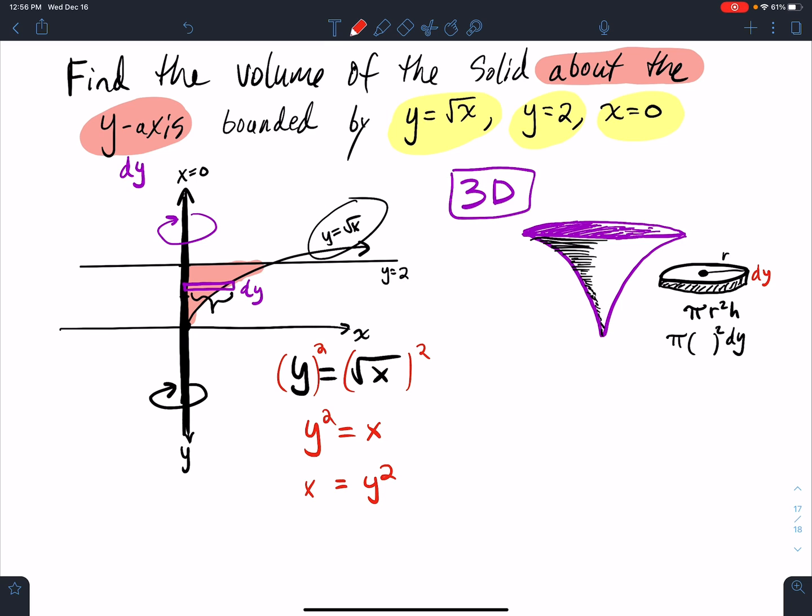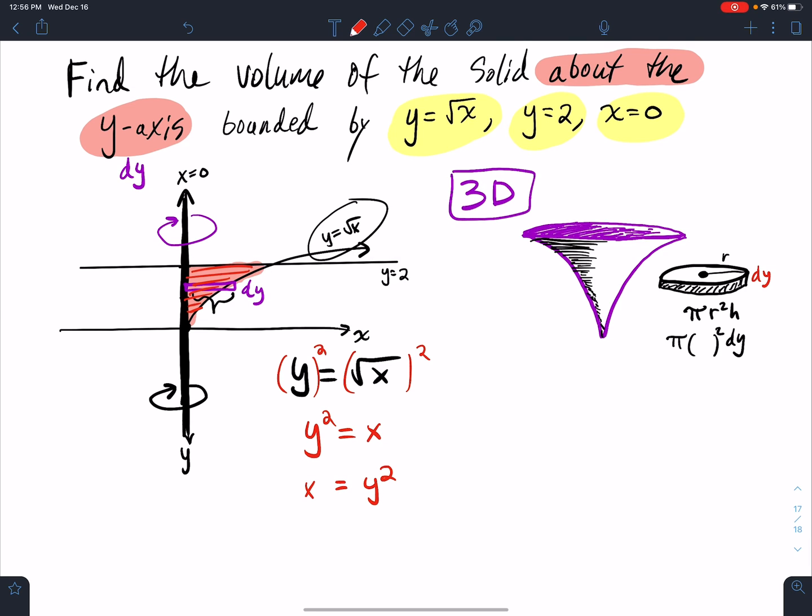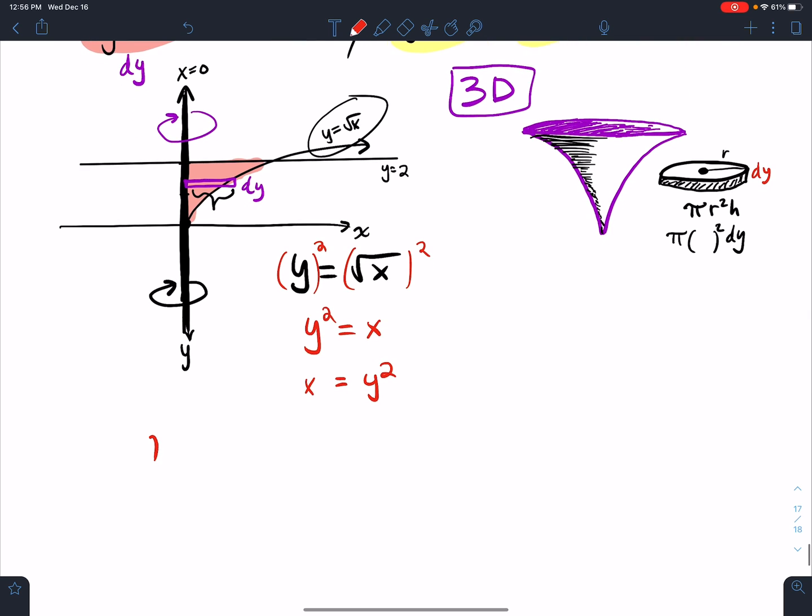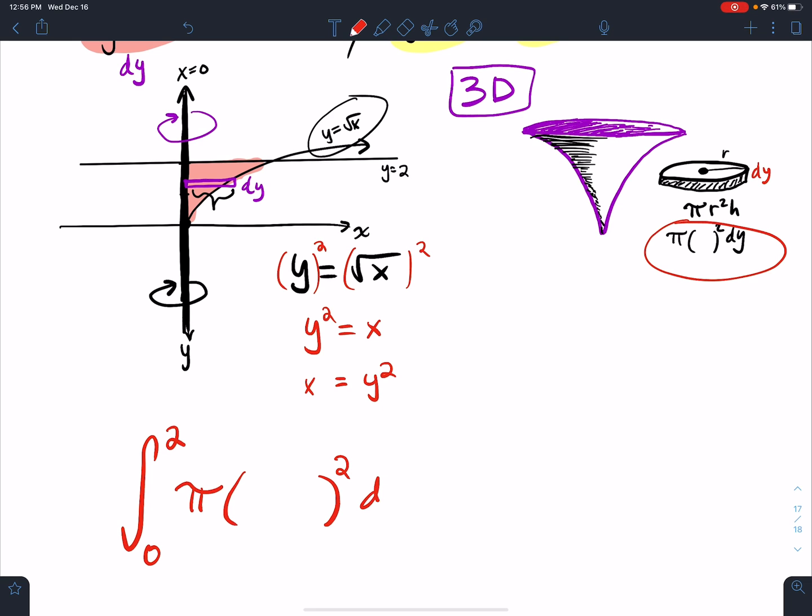I want to figure out the volume. So I'm going to sum up all the disks from where to where? Well, starting at y equals 0 and working my way up to y equals 2. So I'm going to sum up all those rectangles from 0 to 2. So how do I write that? Integral 0 to 2. And then what's the volume for one of those pieces? It's pi times something squared dy.